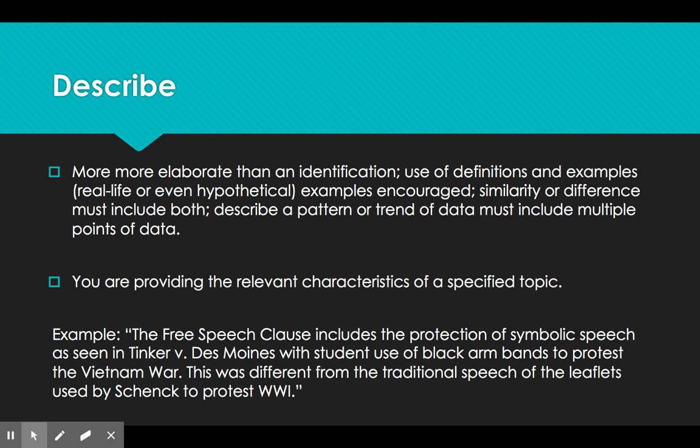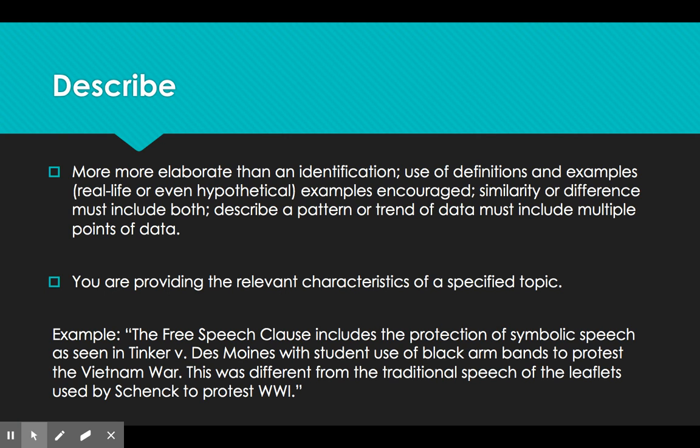So that you can write a short 1-sentence answer for some of these questions if it asks you to identify. Next is to describe. So this is more elaborate than identification. You're going to use definitions and examples, okay? Describe similarities or differences. Describe a pattern or trend. You got to use data, multiple points of data, okay? So describing is more than identification. This is where you're going to have a little bit longer answer. You're trying to provide those relevant characteristics of a specific topic.